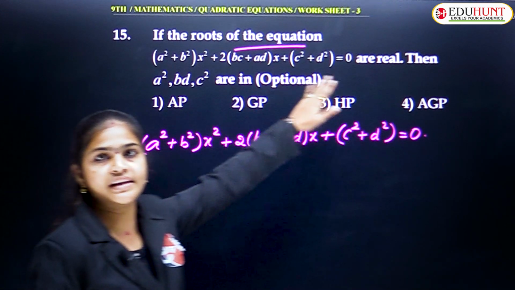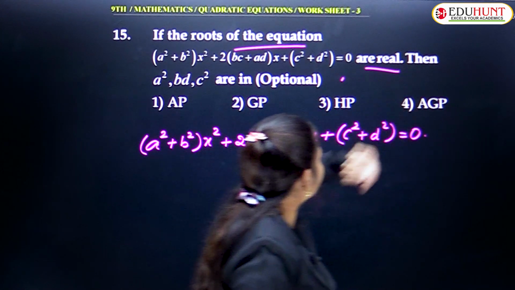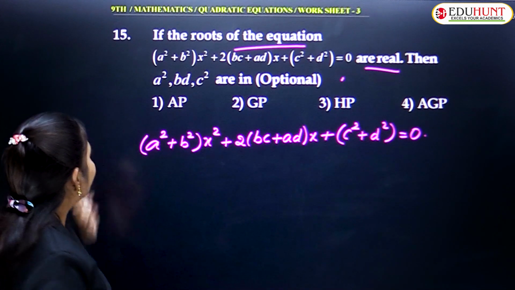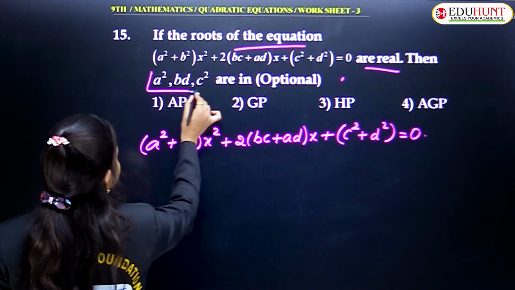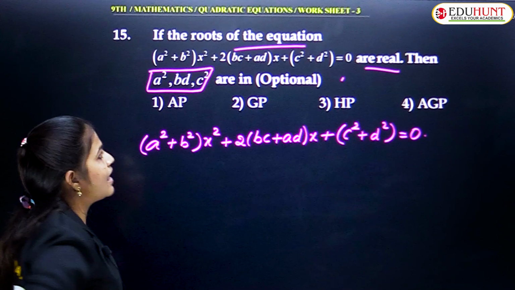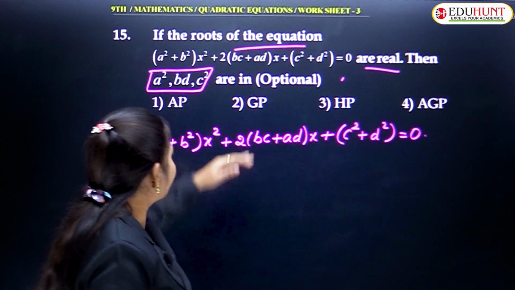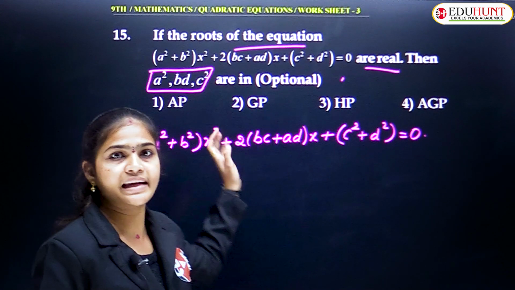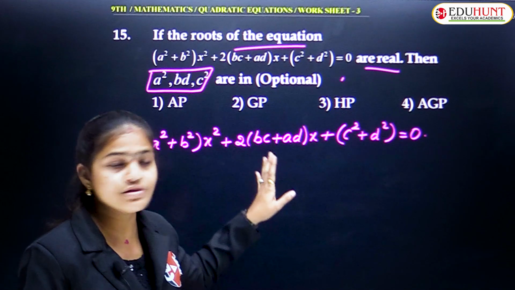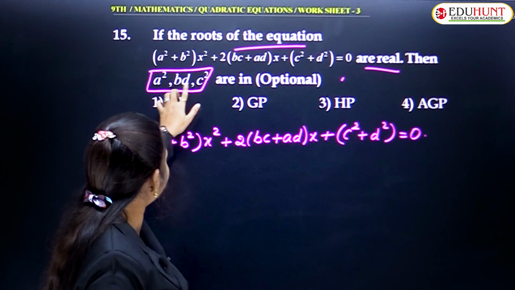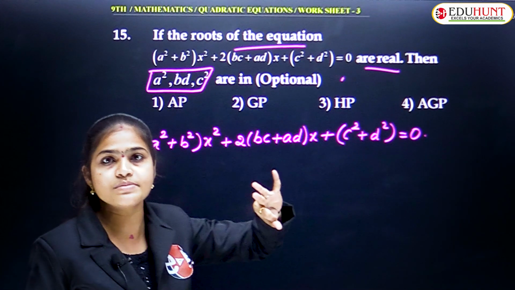So here they have given that the nature of the roots is real. Then they are asking about the terms a square, bd, c square. So after finding this one, we will get the values of a, b, c, d. But here they are asking about a square, bd, c square. So here 3 terms are given.